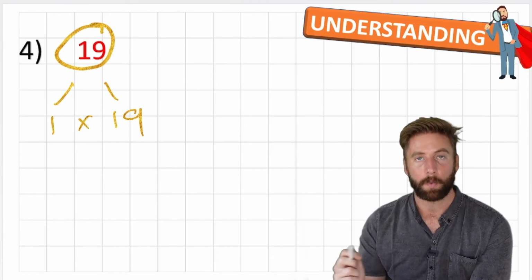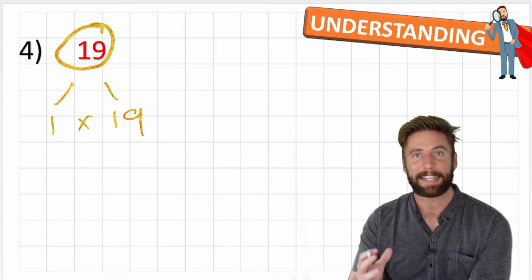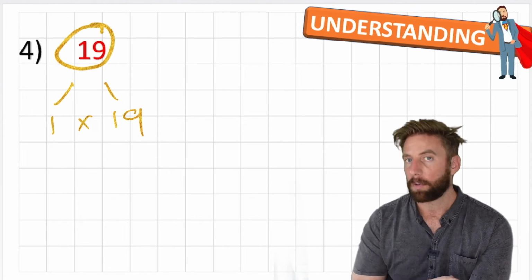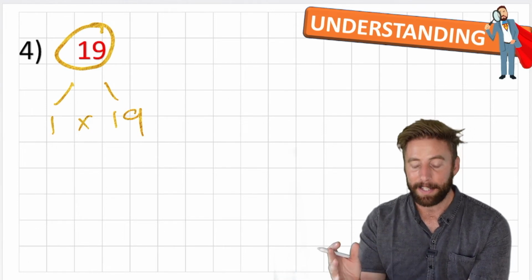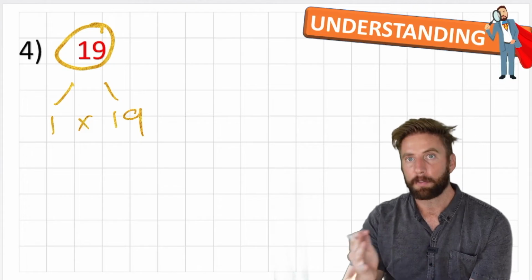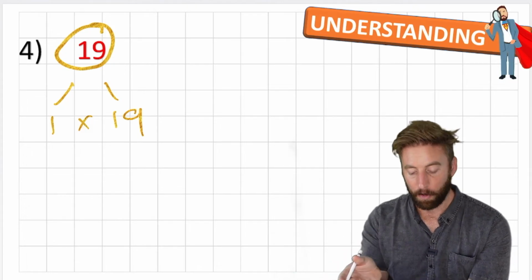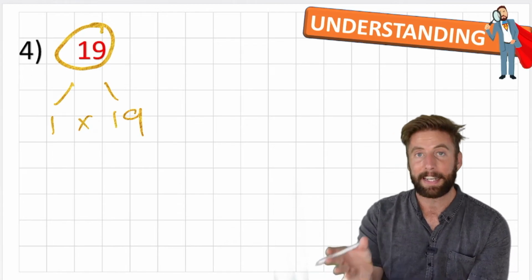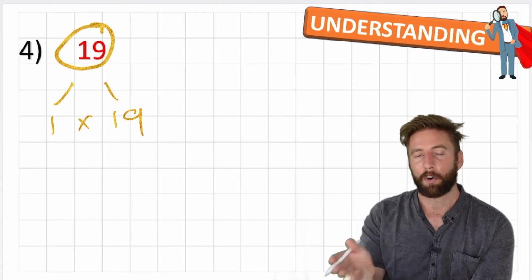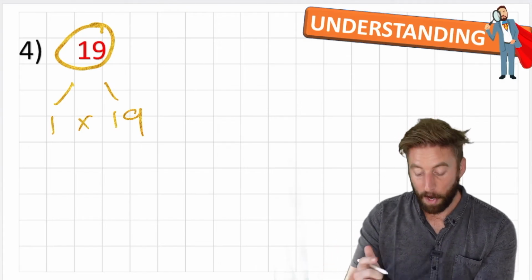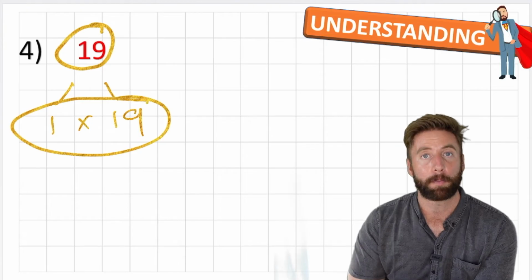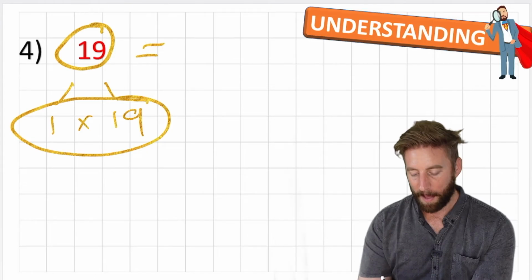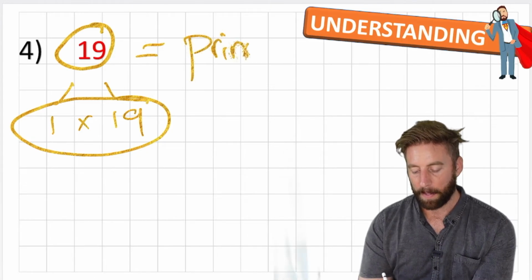7, 14, 21. No, 7 doesn't work. 8, 16, 24. No, 8 doesn't work. 9, 18, 27. No, 9 doesn't work. 10, 20. No, doesn't work. 11, 22. 12, 24. 13, 26. 14, 28. 15, 30. 16, 32, 17, 34, 18, 36. So therefore, we know that these are the only two numbers that can be multiplied together to equal 19. So this equals, that's right, a prime number.